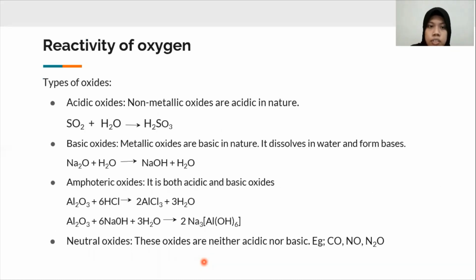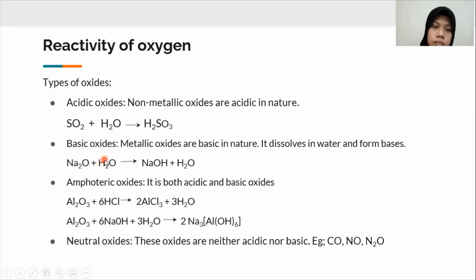Oxides can be divided into 4 types. First is acidic oxide, which is non-metallic oxide, acidic in nature. As you can see from this chemical equation, SO2 will react with water to produce H2SO3, which is sulfurous acid.